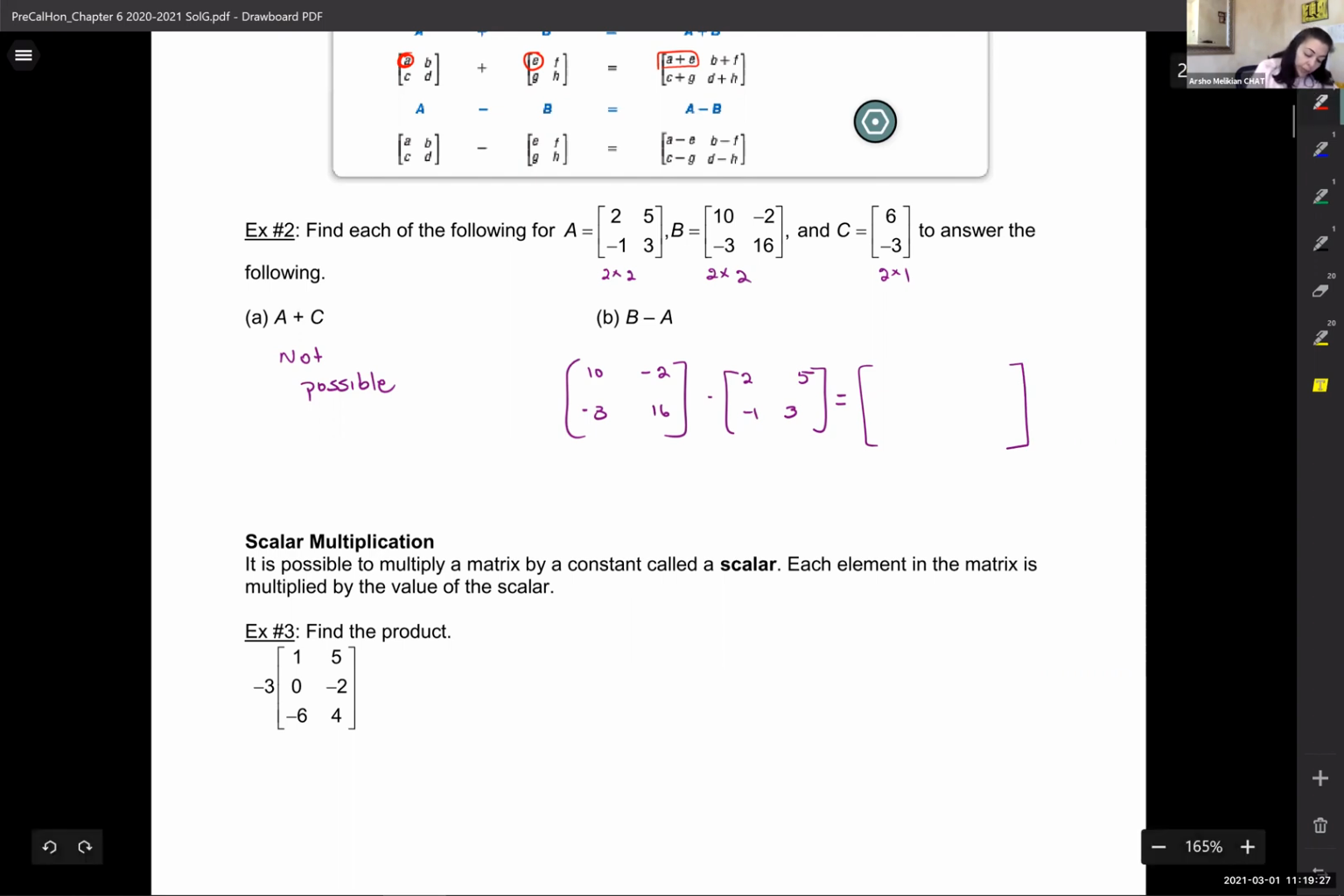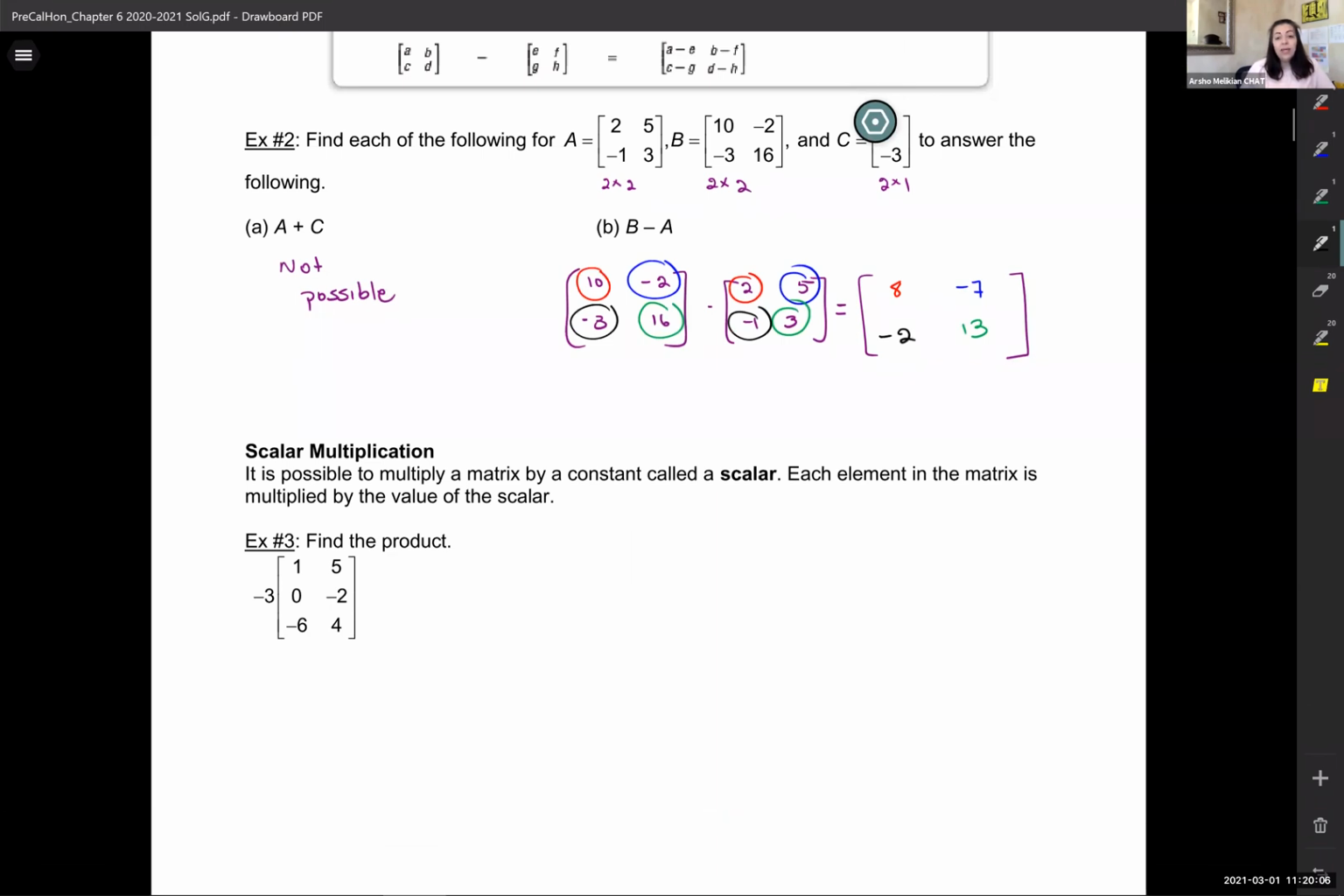Here's what I do. This one corresponds with this one. Subtract them. 10 minus 2 is 8. This one corresponds with this one. Negative 2 minus 5, negative 7. And you can be a rebel and go out of order. Like, I'm going to do this one next. 16 minus 3. Just make sure to put it in the correct spot. Last but not least, negative 3 minus negative 1, negative 2. That's it. That's how we add matrices. How fun is that?